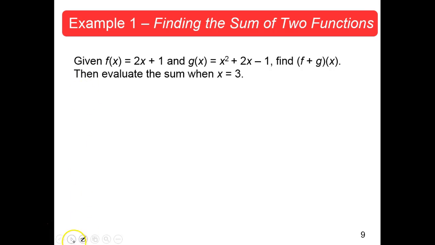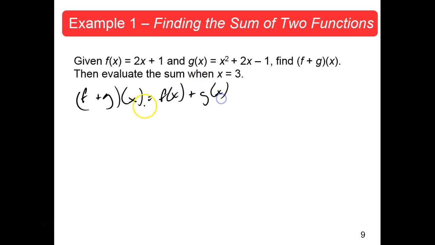Well, let me get my pen activated, what in the world is f plus g of x? How do we define that from the previous slide? Pretty simple, straightforward. What is it? It's f of x plus g of x. Okay? Now, what is f of x? 2x plus 1. What's g of x? x squared plus 2x minus 1.